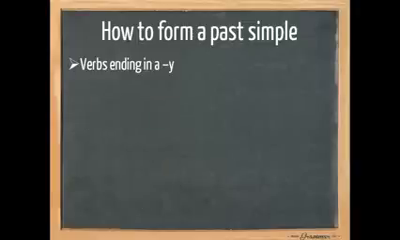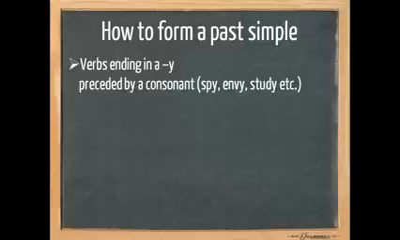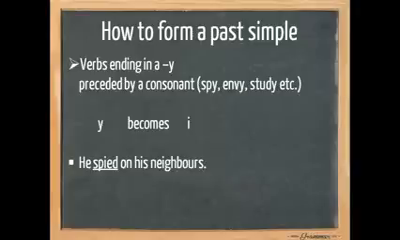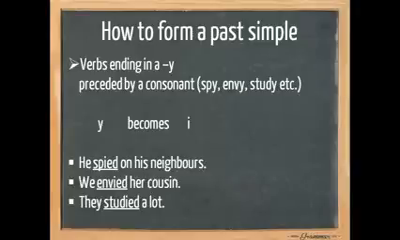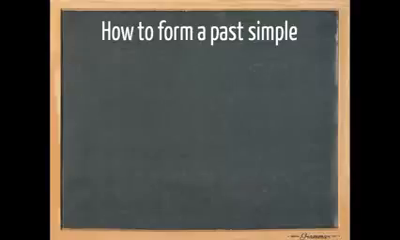We also need to pay extra attention to verbs that end in a Y, especially those preceded by a consonant, such as spy, envy and study, the consonants being a P, a V and a D. Here the Y changes into an I. For example, he spied on his neighbours. We envied her cousin. They studied a lot.